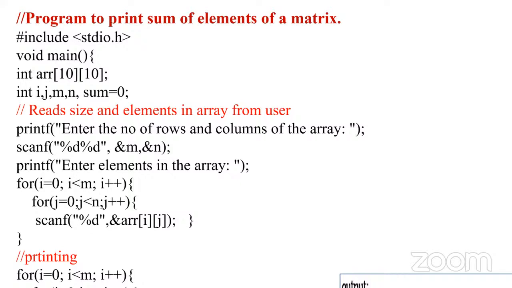So this is what? Maximum size of array, two-dimensional array. These are all the declaration part. What is this? I value, j value, m value, n, and sum value.